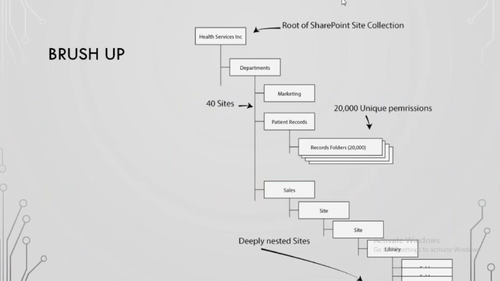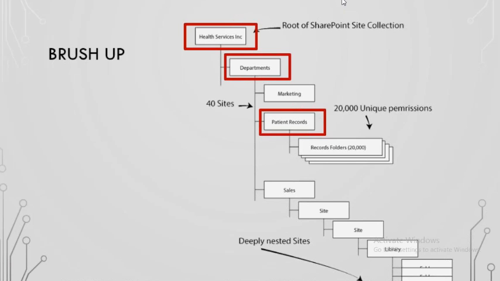Here's a quick brush up though before we dive in, to understand how we're going to build this. A brush up on some SharePoint permissions. The tree you see on the right hand side here is a hierarchical structure of a typical SharePoint site. At the top level you see something called the site collection. This is the top root of the site collection. Underneath the site collection we have different sites. Here's departments, this is a site, and then here we have a library called patient records.